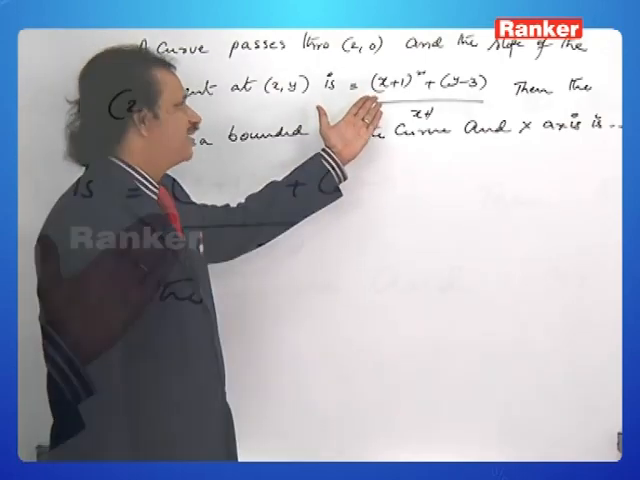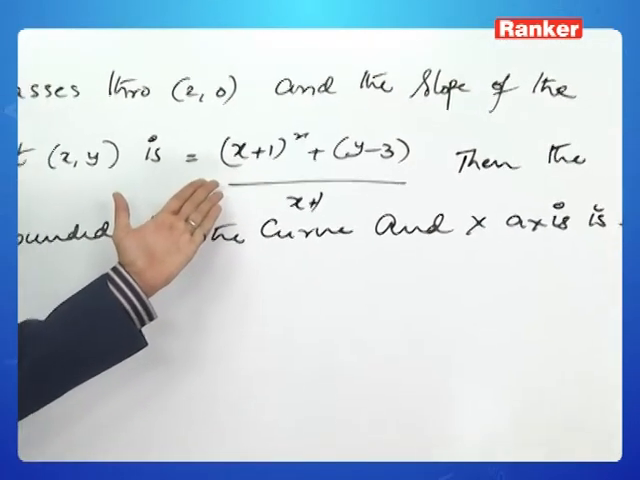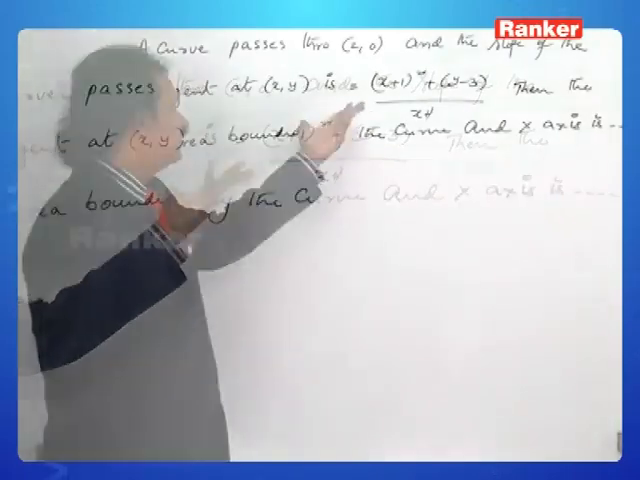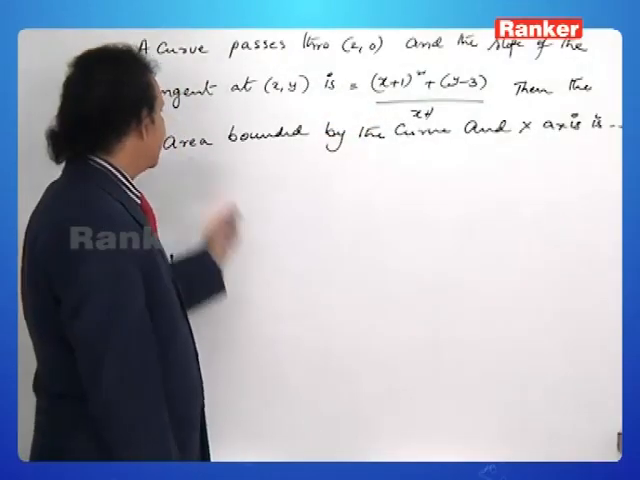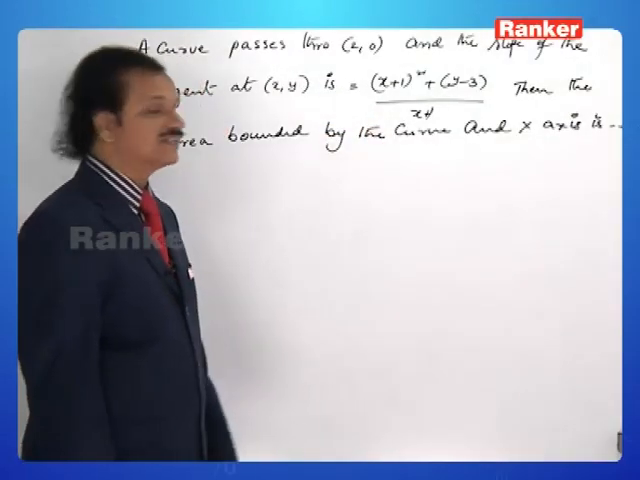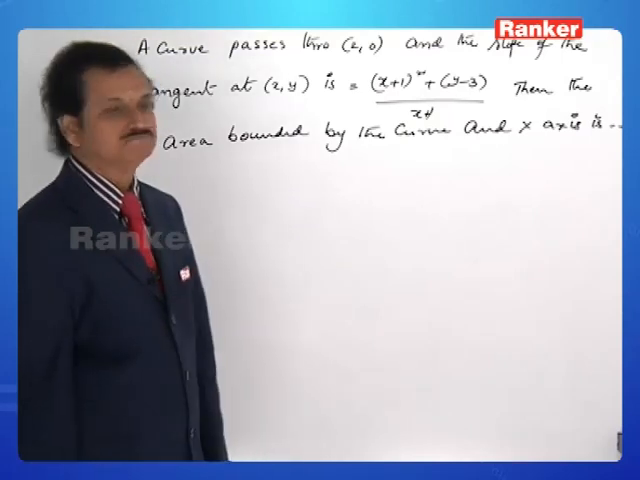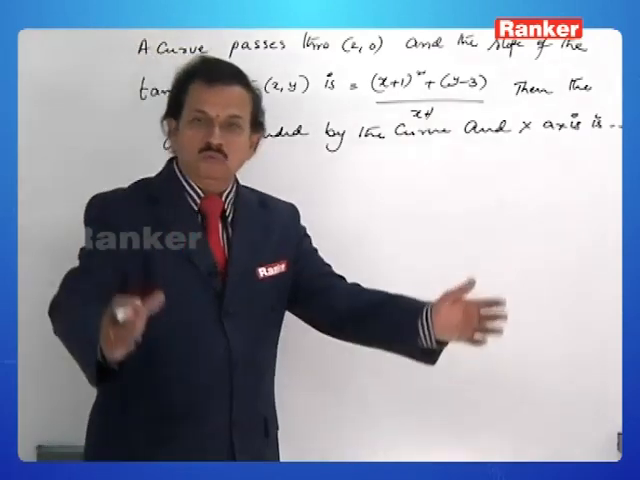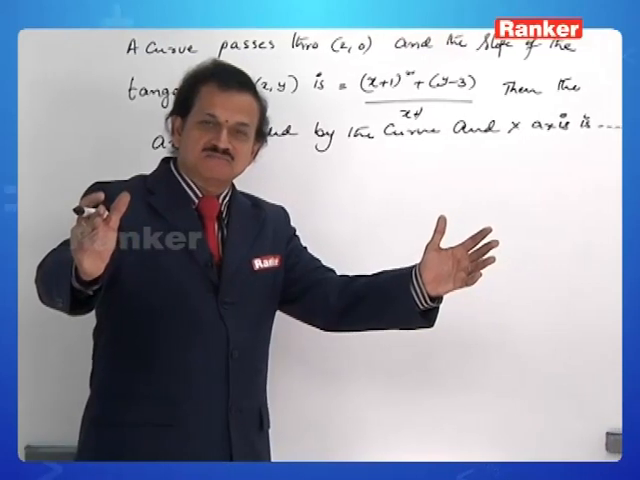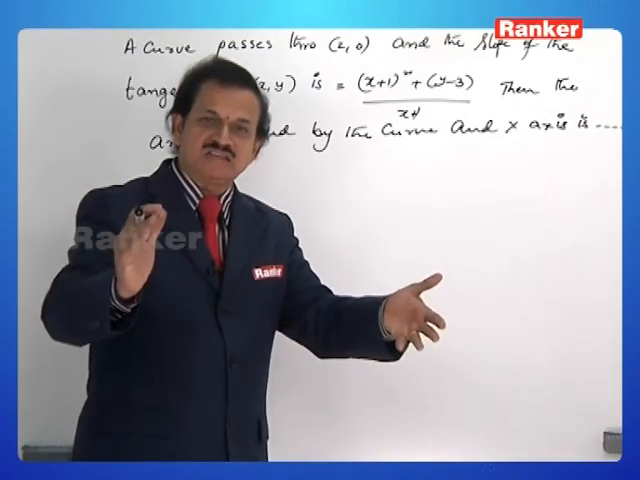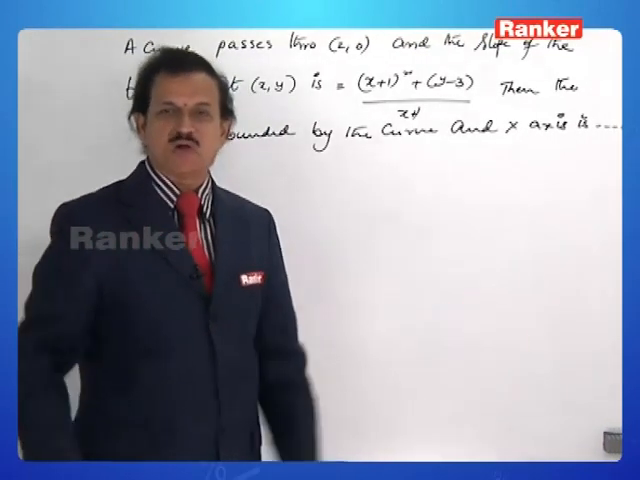It is just nothing but dy by dx, isn't it? Slope of the tangent at (x, y) is dy by dx. Then the area bounded by the curve and the x-axis is... Such large sentences and bulkier appearance is there for the problem.